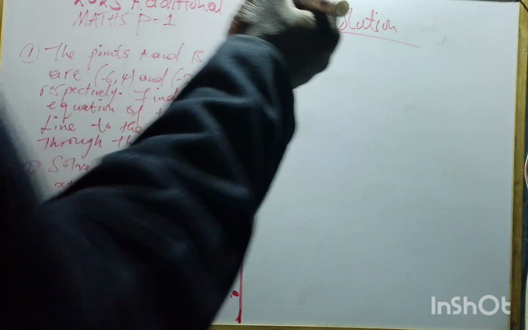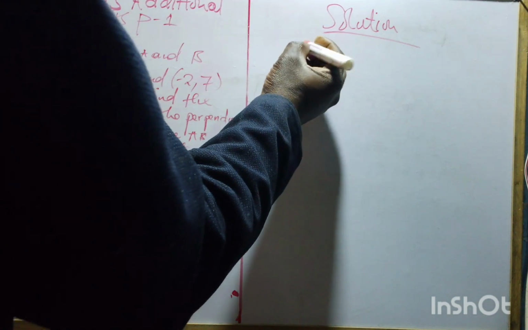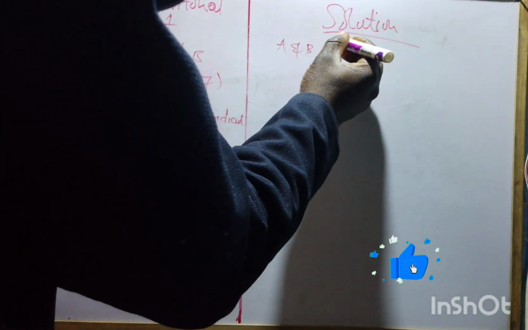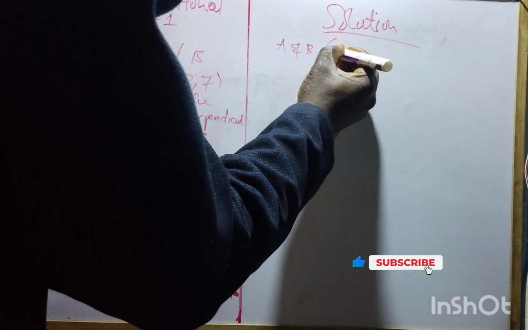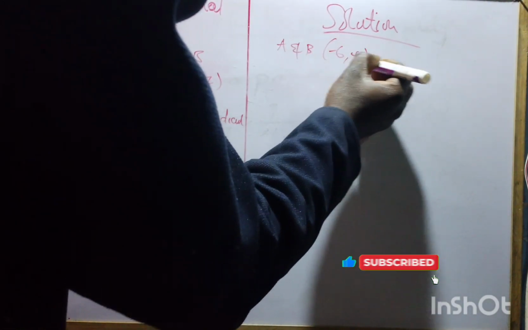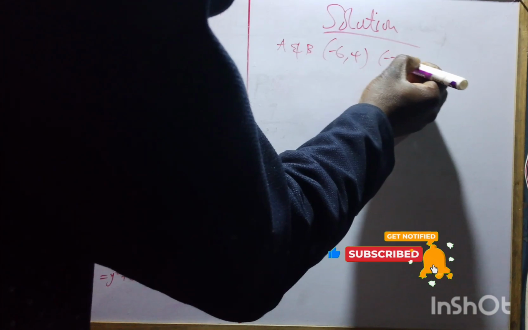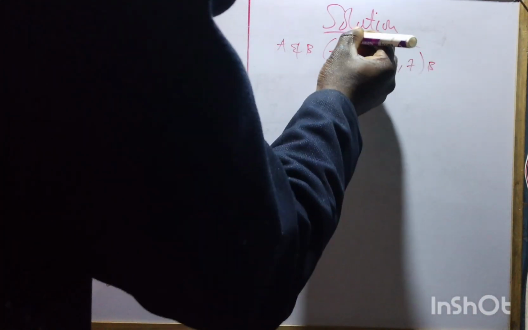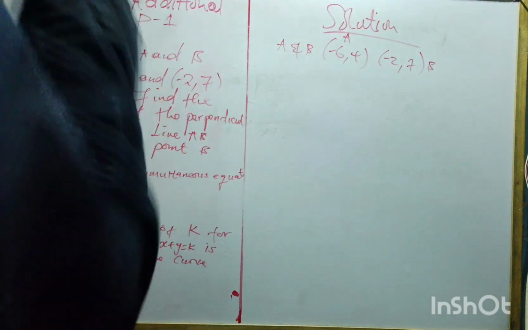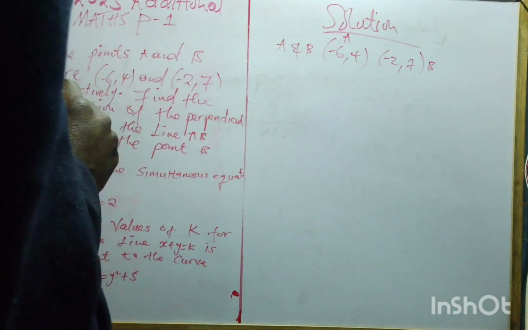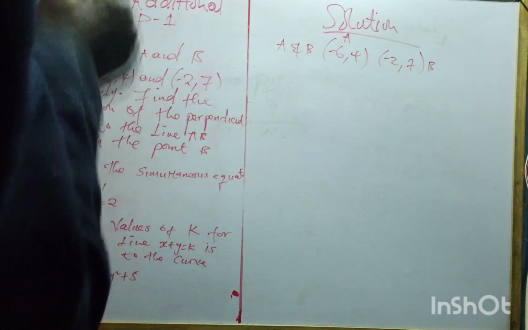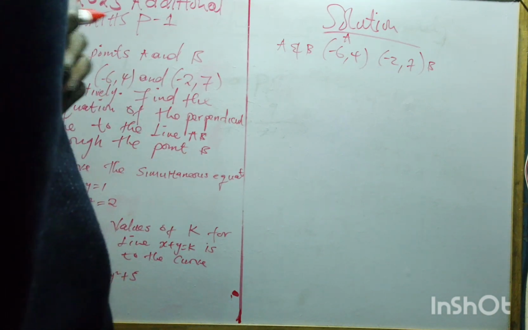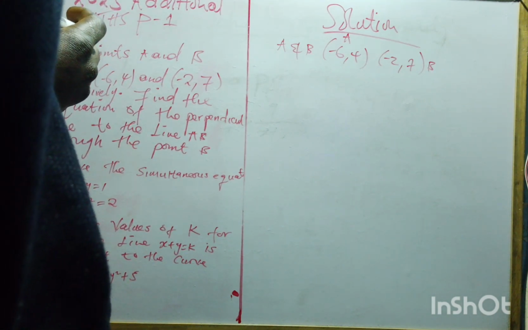Okay, so for the solution we have to write these points. We have A and B, and these points are (-6, 4) for A and (-2, 7) for B. So we have to find the equation of the perpendicular. First of all, for you to find the equation, you must find the gradients.